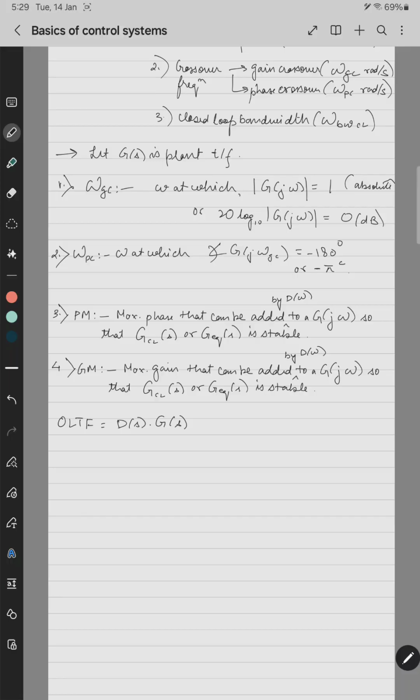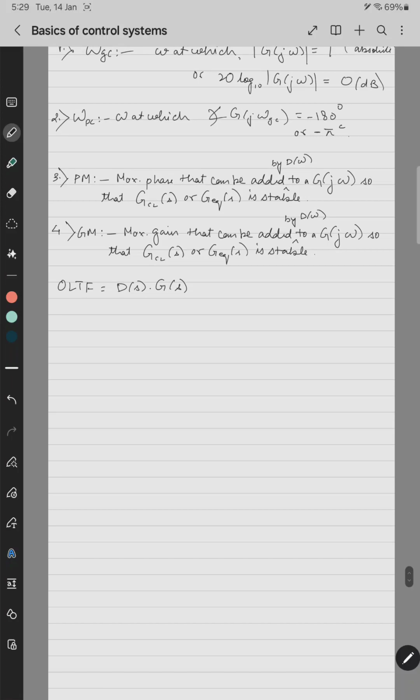So I'll just pictorially represent what the gain margin and phase margin are. So let's say G of s is, instead of K by s, I'll write 1 by 1 plus s tau. So basically it's a low pass filter, and tau is the time constant of the low pass filter. So tau is a constant.